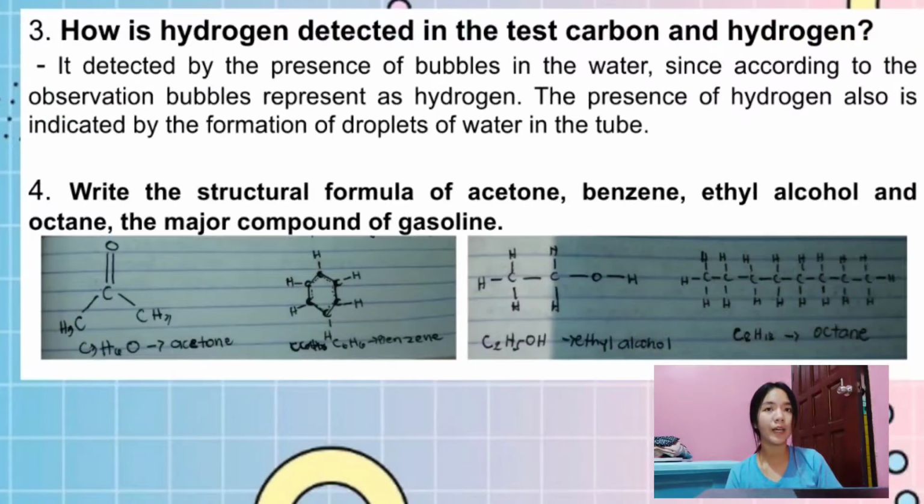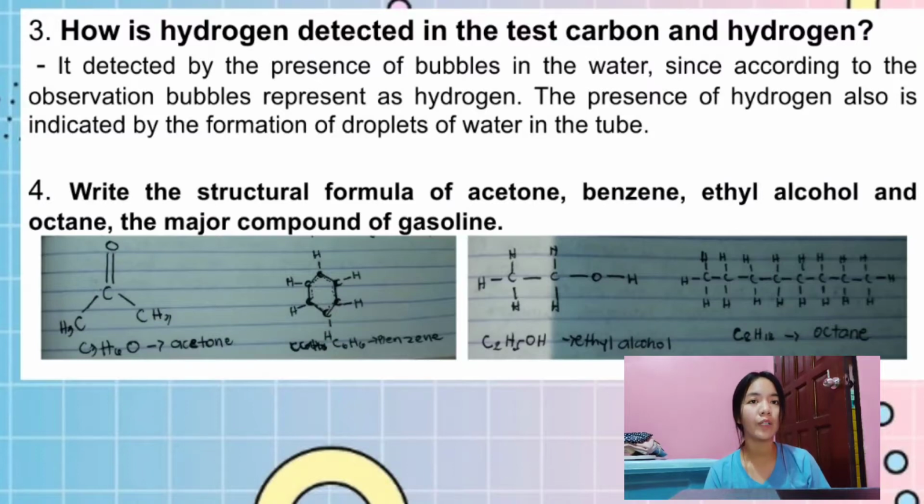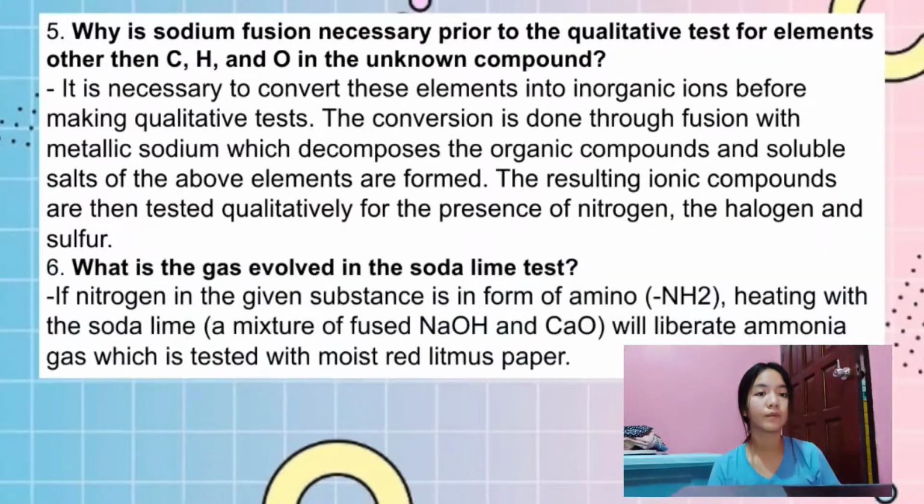Question number 3, how is hydrogen detected in the test for carbon and hydrogen? It is detected by the presence of bubbles in the water, since according to the observation, bubbles represent hydrogen. The presence of hydrogen is also indicated by the formation of droplets of water in the tube. Question number 4. Write the structural formula of acetone, benzene, ethyl alcohol, and octane, the major compound of gasoline.